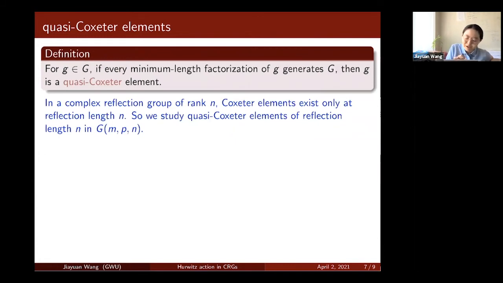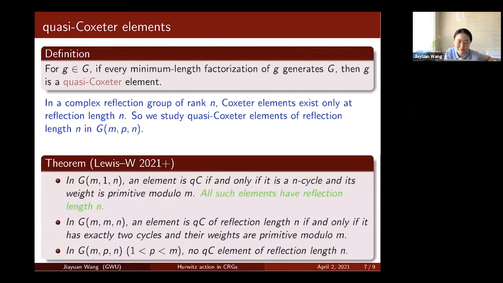But first, let's define what a quasi-Coxeter is. For an element in the group G, if every minimum length factorization generates the whole group, then we say this is a quasi-Coxeter element. And here we have an additional condition on the reflection length, because in a complex reflection group of rank n, the Coxeter element only exists at reflection length n. So to be consistent with that, we study quasi-Coxeter elements also of reflection length n in G(m,p,n). And here is our classification of all such elements.